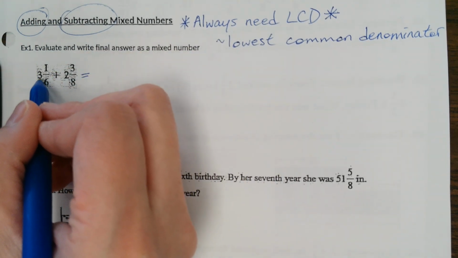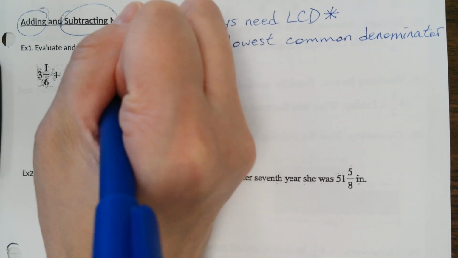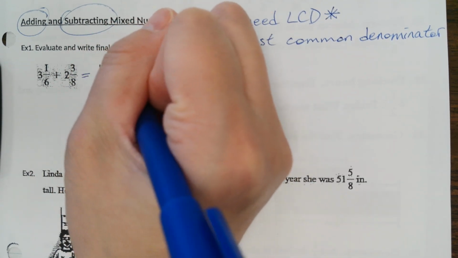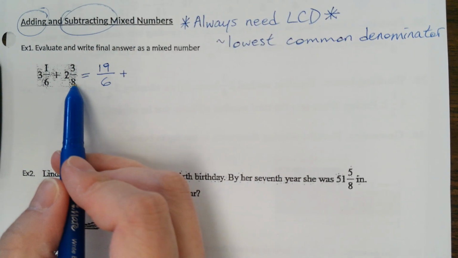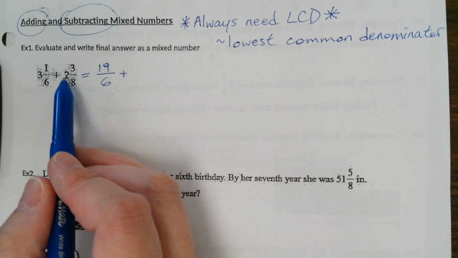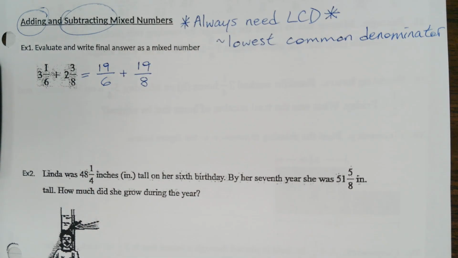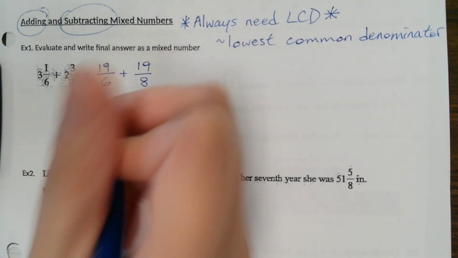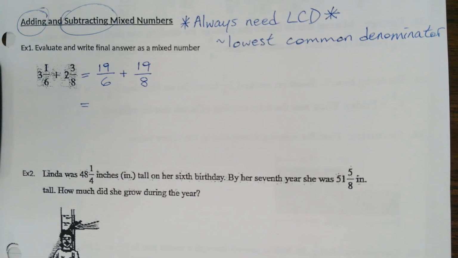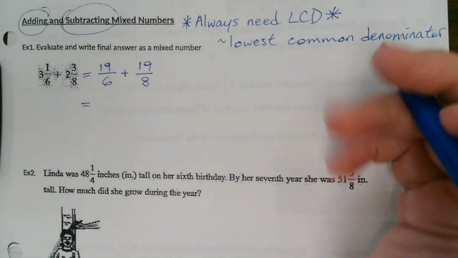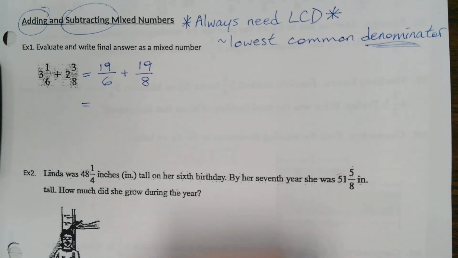So first step, same old, change it to improper fraction. 6 times 3, 18. 18 plus 1, 19 over 6. Plus 8 times 2, 16. 16 plus 3, 19 over 9. Okay, oh, I have the same number. I have 19 and 19. Does that mean I have my lowest common denominator? No, that's a common numerator, but we don't care about numerator. We need lowest common denominator.